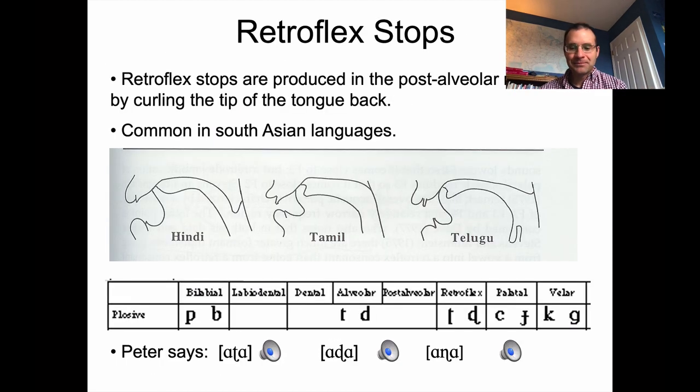I'll give you a different place of articulation, which is called retroflex stops, which I don't know to what extent they're found in Australia, but they're also common in South Asian languages. And these are stops that are produced in the post-alveolar region. And the way you make them is the same way you make like an R in English. You just curl the tip of your tongue further back, R. But instead of making like an approximate R, you make a complete stop like da, da, da.